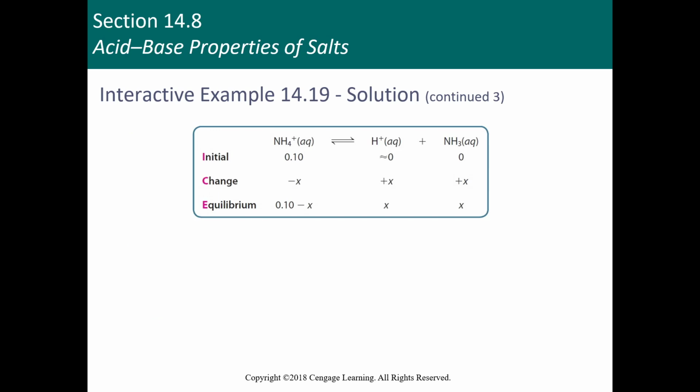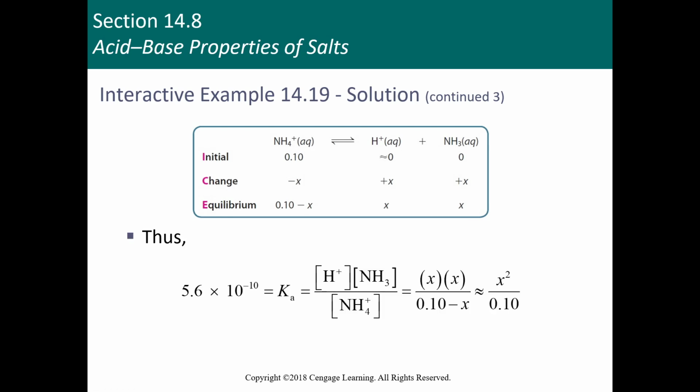And so again, we have our NH4 plus. That was our initial concentration from the salt. Remember, salts are going to dissociate, and that will give us 0.1 molarity. We're going to lose some amount of that, so minus x. Whatever we lose is going to be created for the H plus and the NH3. That is what we produce. And so we plug those values in just like before.